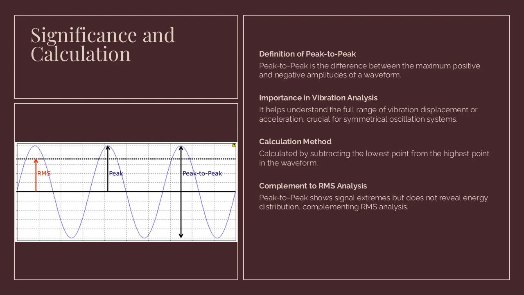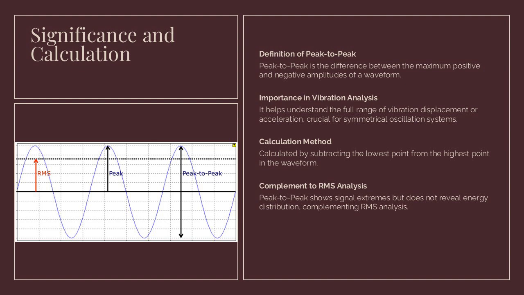Significance and calculation: peak-to-peak measurement. Peak-to-peak value is the difference between the maximum positive and maximum negative amplitudes of a waveform. It represents the total excursion of the signal and is useful for understanding the full range of vibration displacement or acceleration. This metric is particularly relevant in systems where symmetrical oscillations occur, such as rotating machinery.